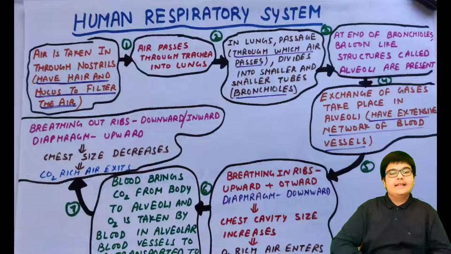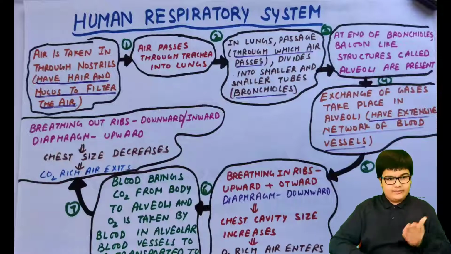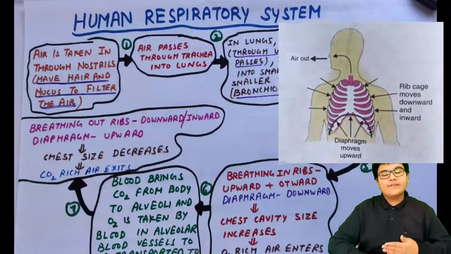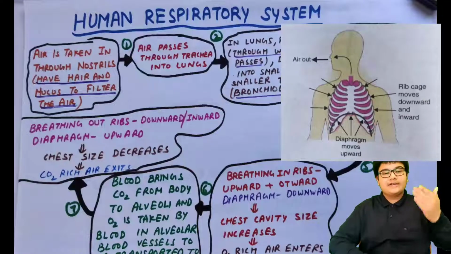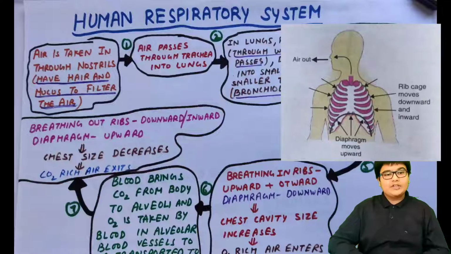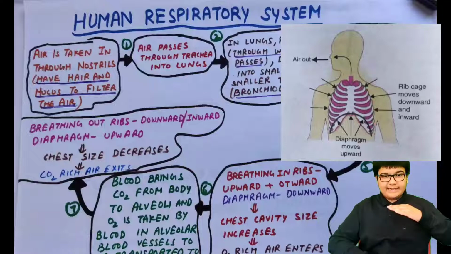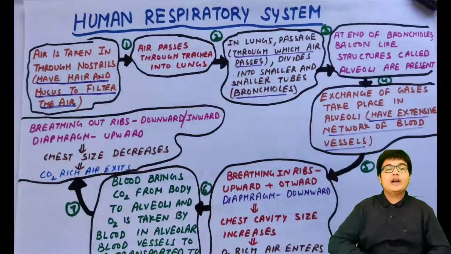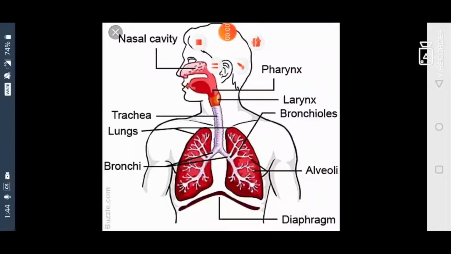Step 7. The blood brings carbon dioxide rich air from the body to the alveoli, and oxygen is taken up by the blood in the alveolar blood vessels to be transported to all the cells of the body. Step 8. Now we breathe out the carbon dioxide rich air. In this process, our ribs move downward and the diaphragm moves upwards. So our chest size decreases and carbon dioxide rich air exits.